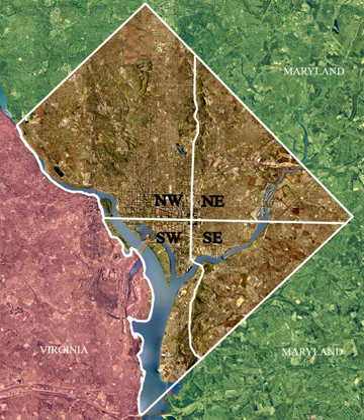In the Parliament of Pakistan, the Islamabad Capital Territory has two seats in the National Assembly and four in the Senate.